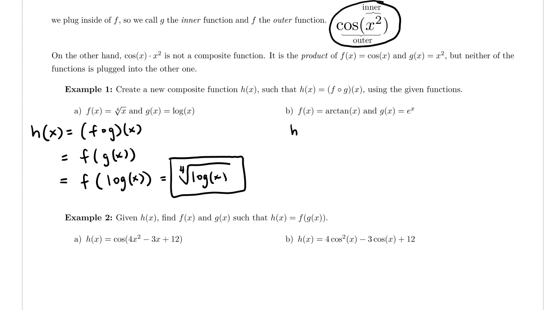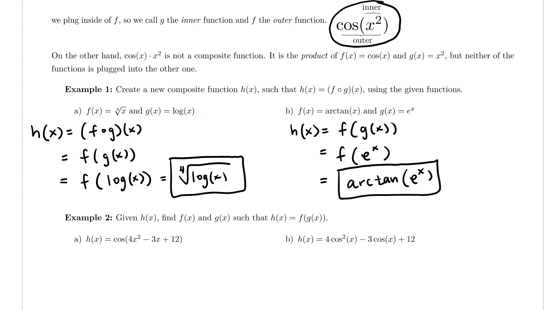We want to do the same thing for part b. We have h of x equals f of g of x. Our g function is e to the power of x, so I want to plug that into my f function, which gives me arctangent of e to the power of x. And so there is my h function for part b.